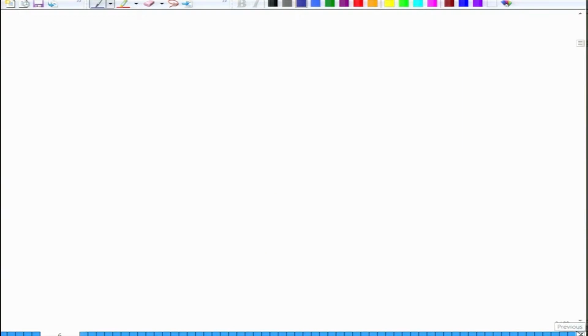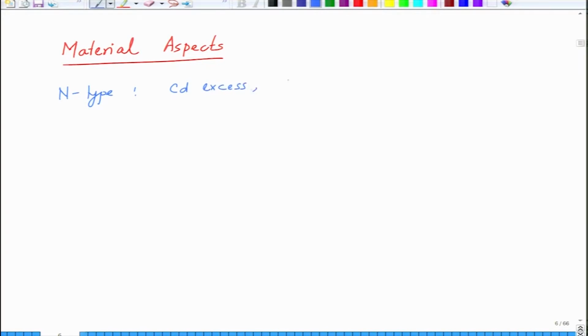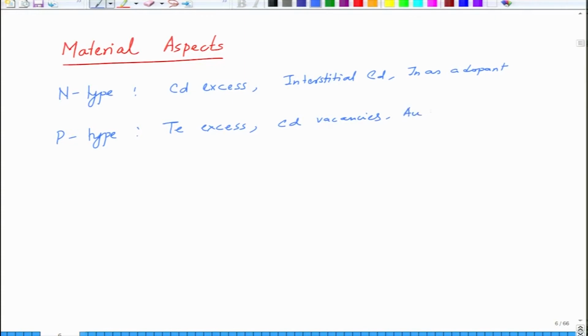So, if you look at some of the material aspects of cadmium telluride, if you want to make it N type, you have to use either cadmium excess or interstitial cadmium or indium as a dopant. These are methods to make N type, and which is less common. More common is P type. So, P type is tellurium excess or cadmium vacancies, and gold is used as a dopant.